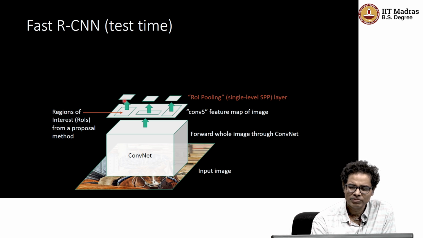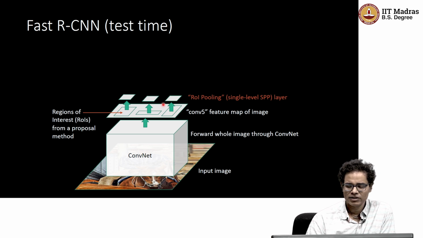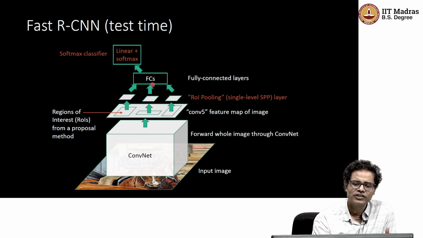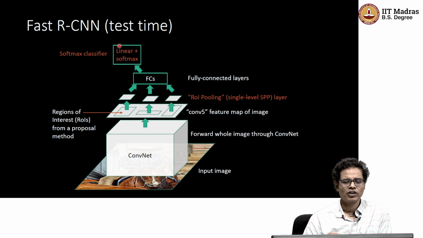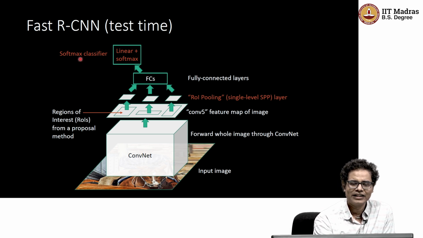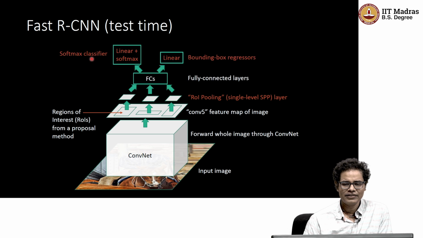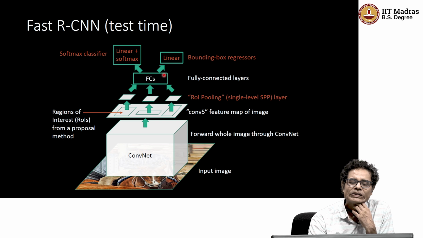After that, you have to do some kind of pooling or warping so that the size becomes the same. Then you pass it through some fully connected layers. So you are extracting more features out of this region of interest. Then finally you have a linear layer plus softmax, basically your softmax classifier, and that will classify for each of these ROIs which class it belongs to. You will also have a bounding box regressor, which is also a linear layer. So this way, the Fast R-CNN works.